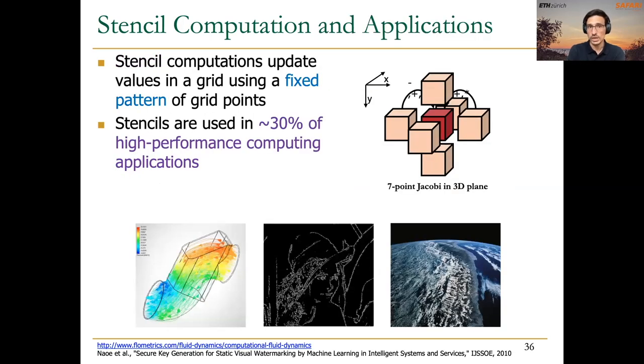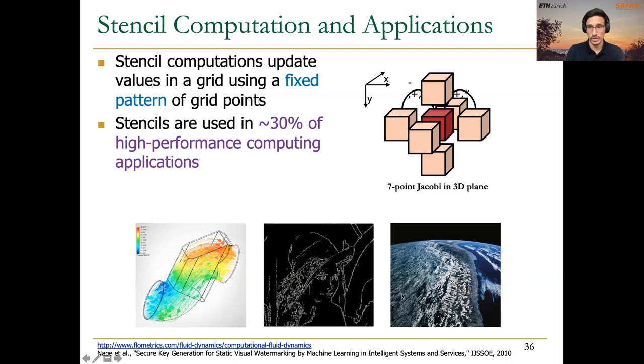Stencil computations update the values in a grid using a fixed pattern of grid points, so that's a structured grid. And they are used in around 30% of the applications in high-performance computing. And here you have some examples, for example, in fluid dynamic simulation, Canny edge detection in image processing, as we have seen before, but also widely used in climate modeling as well.